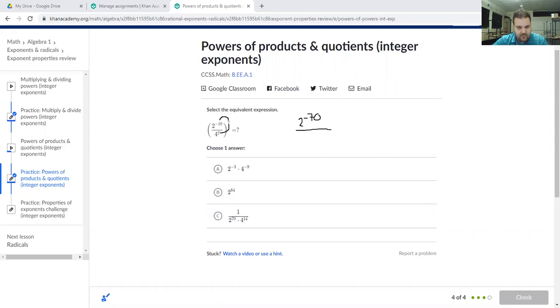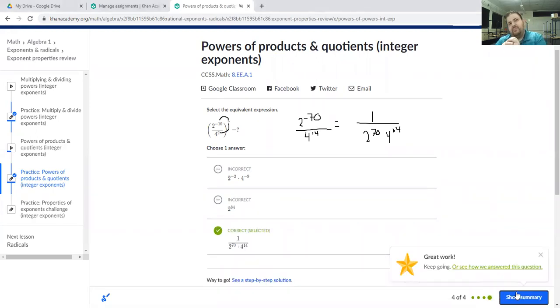over... negative 70 came from negative 10 times 7. 2 times 7 is 14. So you end up with 4 to the 14th power, which if you're doing it the way that I would like, you'd end up with 1 over 2 to the 70th power times 4 to the 14th power. Let's take a look and see, is that one of the options? It is. It's C, 2 to the 70th power, 4 to the 14th power. So this is the correct answer.